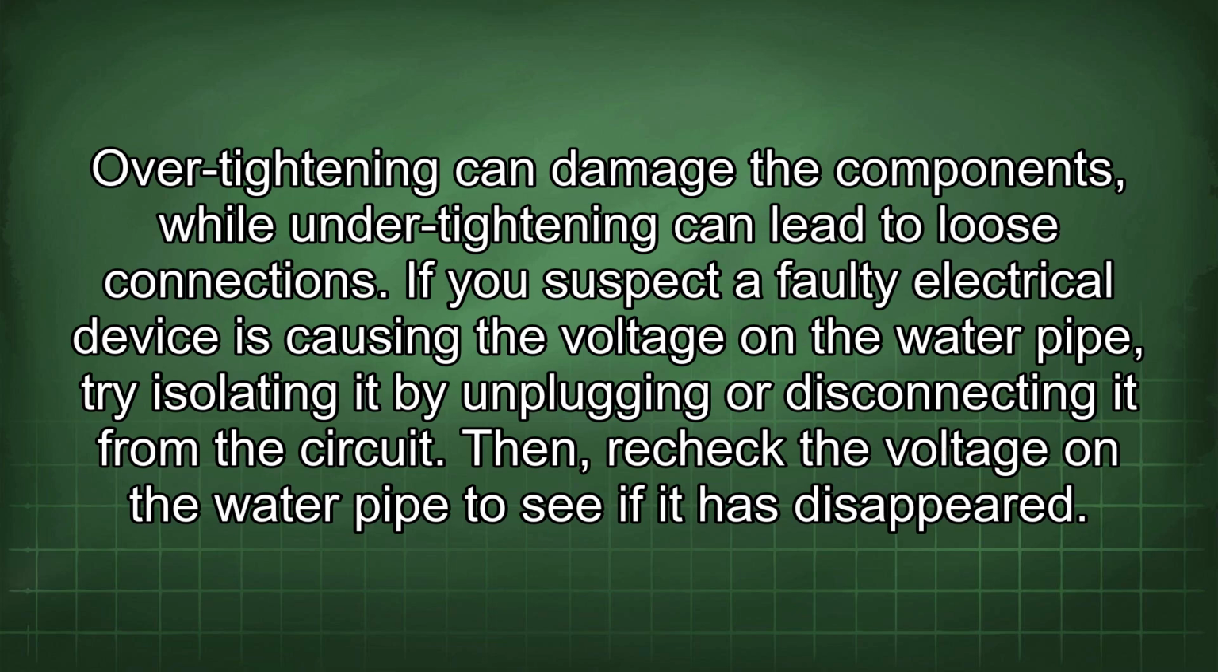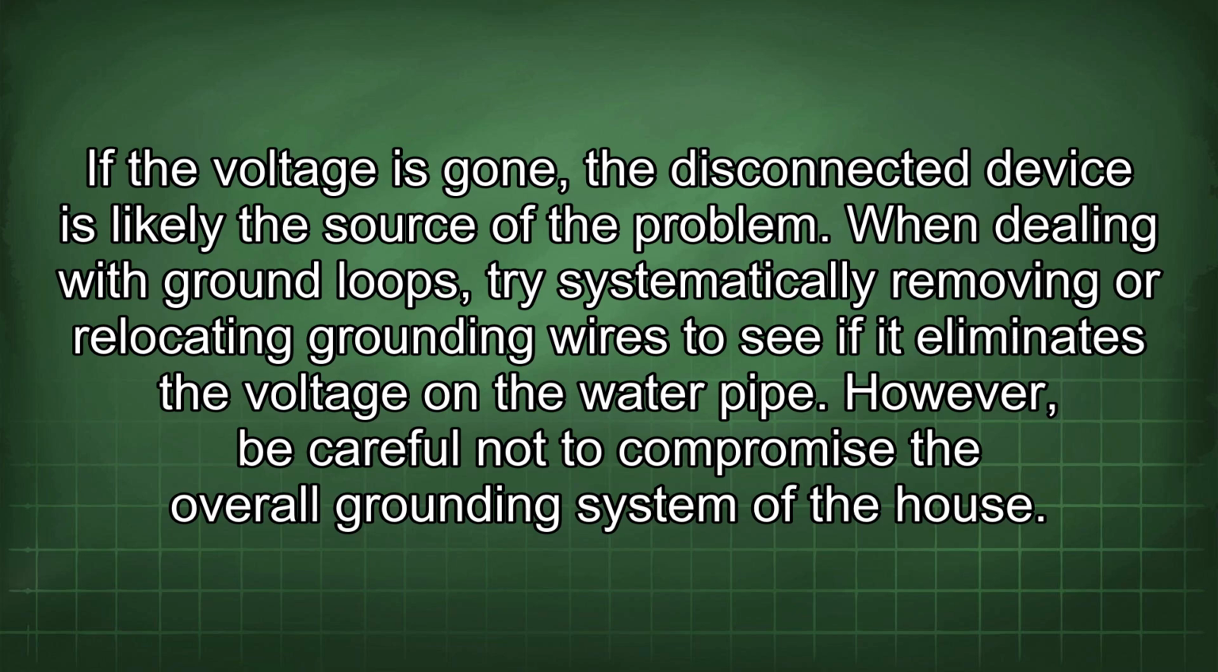If you suspect a faulty electrical device is causing the voltage on the water pipe, try isolating it by unplugging or disconnecting it from the circuit. Then, recheck the voltage on the water pipe to see if it has disappeared. If the voltage is gone, the disconnected device is likely the source of the problem.